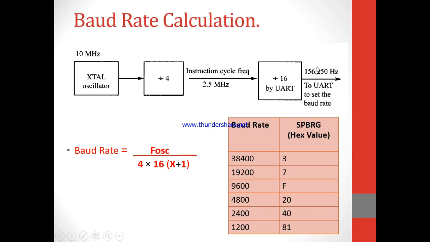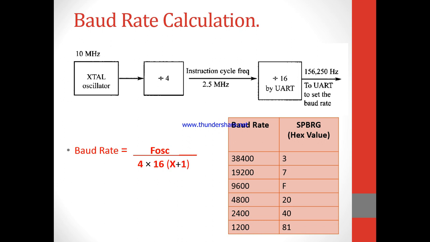The formula for baud rate is F oscillator, that is the clock frequency, divided by 4, and again further divided by 16, so 4 into 16, and then X, which is the value you need to store in the SPBRG register, plus 1. So this way we can calculate the baud rate value.